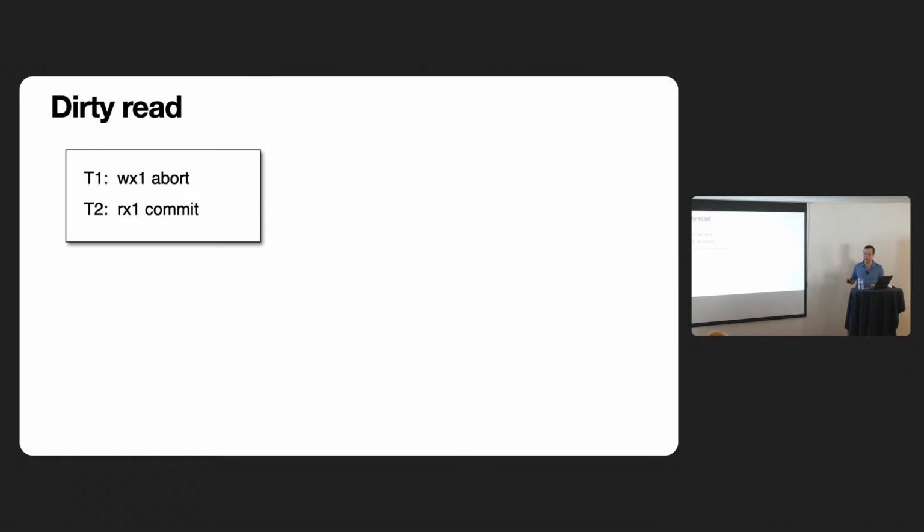Right, so the first one is dirty read. The names are canonical, so if you talk to a database person and say dirty read, he will understand what you're saying. The example goes as follows. We have two transactions, T1 and T2. T1 writes 1 to X and then aborts. T2 reads 1 from X and then commits. I'm assuming that the initial values are zero, so T2 read the value that was written by an aborted transaction. That's why it's called a dirty read.